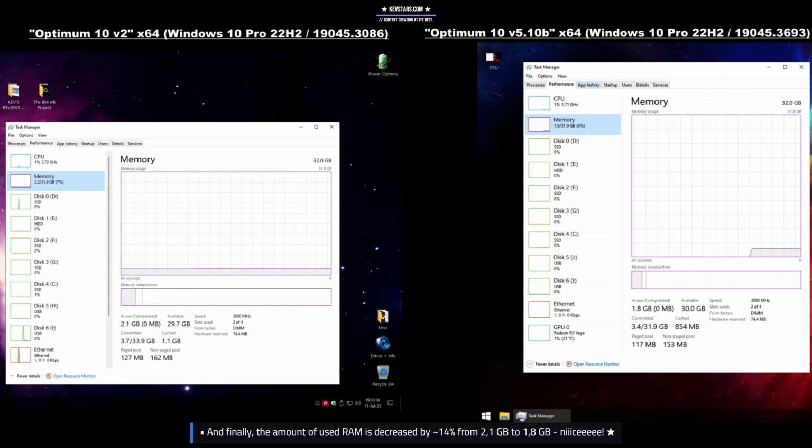And finally, the amount of used RAM is decreased by around about 14% from 2.1GB to 1.8GB. Nice. All these figures about Optimum 10 V5 are amazing, friends, and taking into account that we're talking here about a further tuned and further tweaked custom build than it already is, make the whole facts even more amazing. All this being said, hats off to you, James. Very good job.